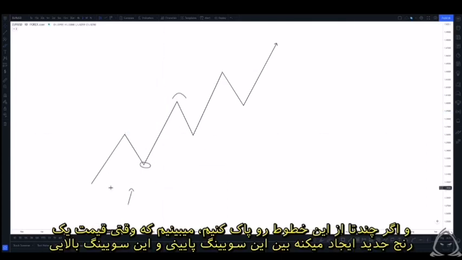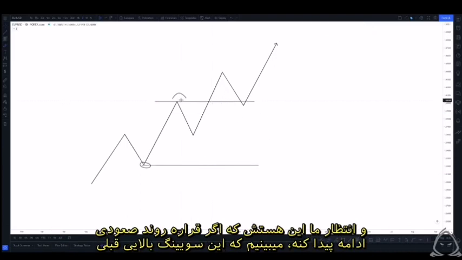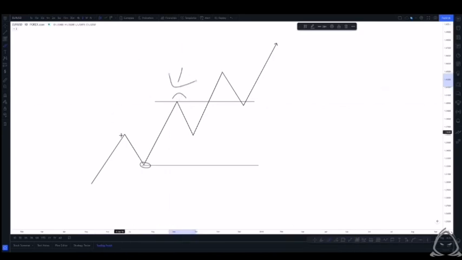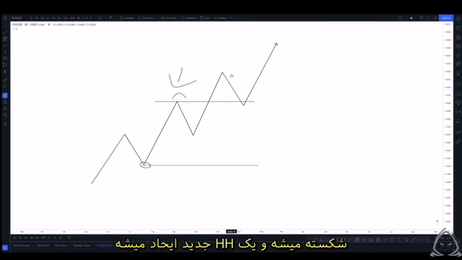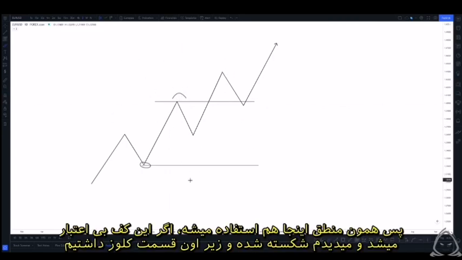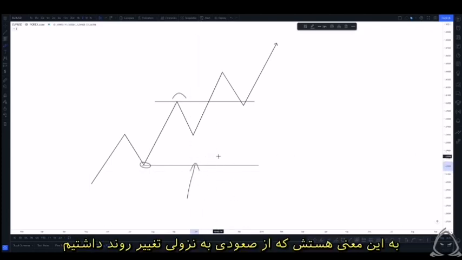And then if we just delete some of these drawings, what we'll see is price creates a new range between this swing low and this swing high. Our expectation, if this bull trend is to remain in play, is that we would see this previous swing high broken, forming a new higher high. The same logic would apply that if this low was invalidated and we saw a break and close below, that would mean we are switching from bullish to bearish.